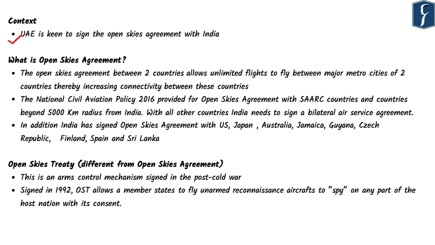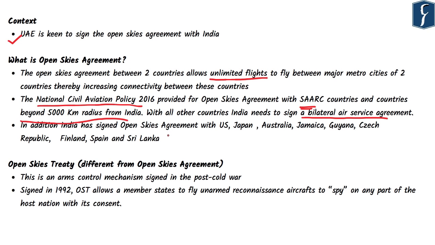In this regard, you must know the Open Skies Treaty agreement means that the two countries will allow unlimited flights to fly between them. So it helps to increase the connectivity between the two countries. But the National Civil Aviation Policy 2016 provides for Open Skies Treaty with SAARC countries and countries beyond 5,000 kilometer radius from India. This is important for the prelims exam. For the rest of the countries, India has to sign one-on-one bilateral air service agreement.